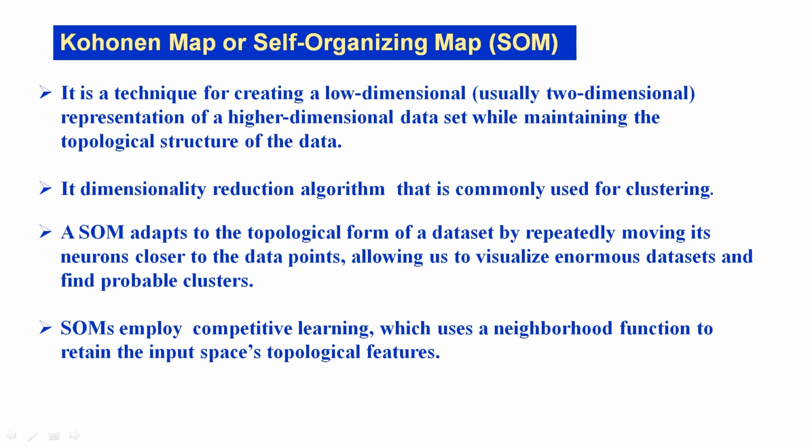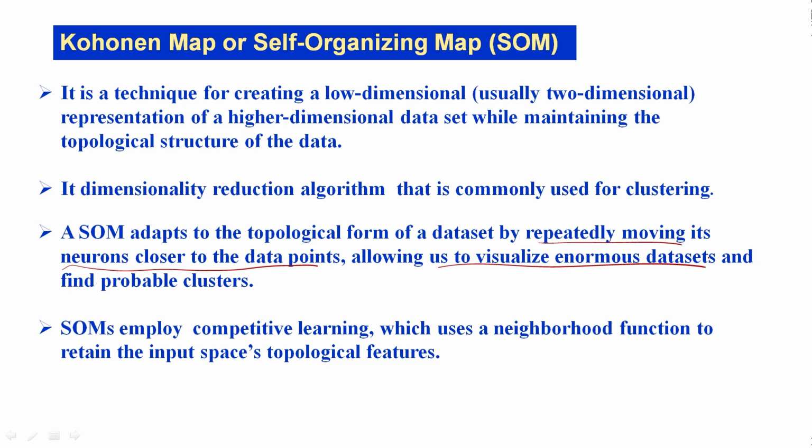And what it does, it adopts the topological form of the data set by repeatedly moving its neurons closer to data points, allowing us to visualize enormous data sets and find probable clusters. Remember this, it is repeatedly moving its neurons as close to the data points as possible. That is what it is. Remember, in clustering we find out in different ways, but here it is much more generic because it repeatedly moves the neurons to the closer data points and thereby allows us to visualize enormous data sets and to find probable clusters.